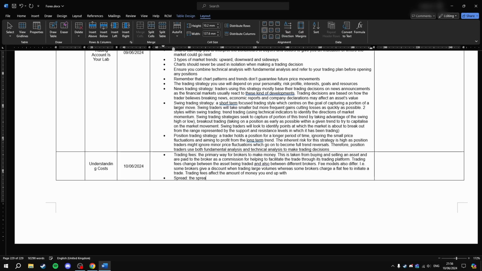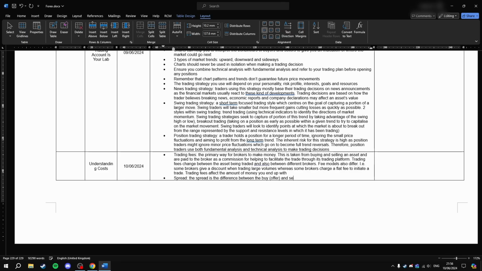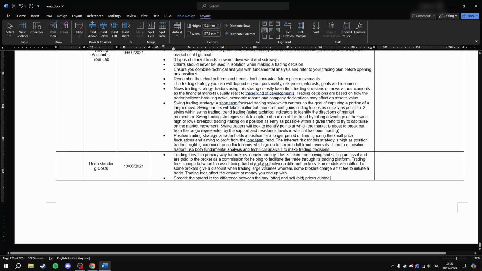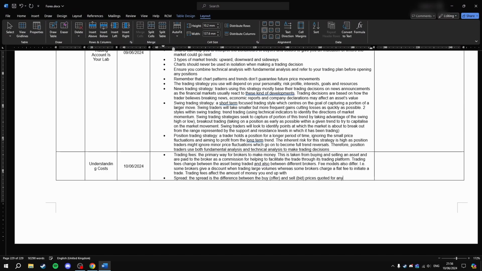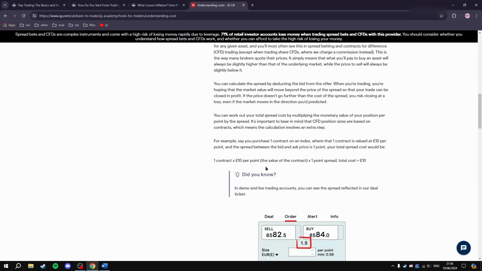The spread is the difference between the buy, so offer, and sell bid prices quoted for any given asset. And you most often see this in spread betting and contracts for differences trading, except when trading share CFDs, where we charge a commission instead. This is the way many brokers quote their prices.